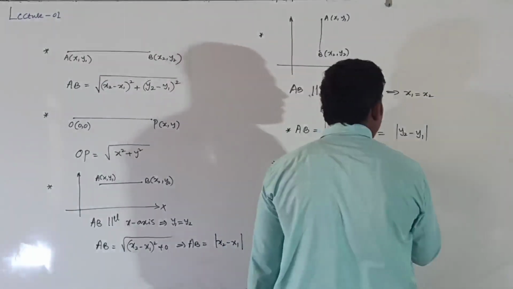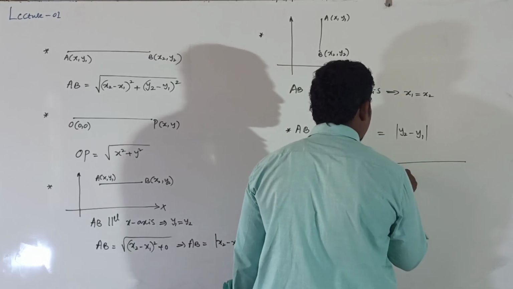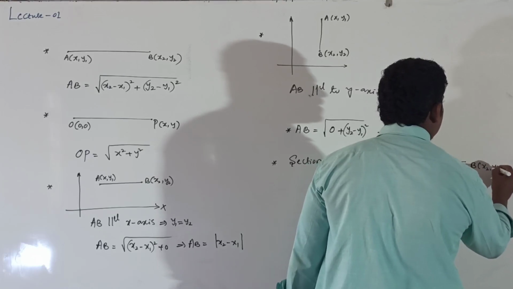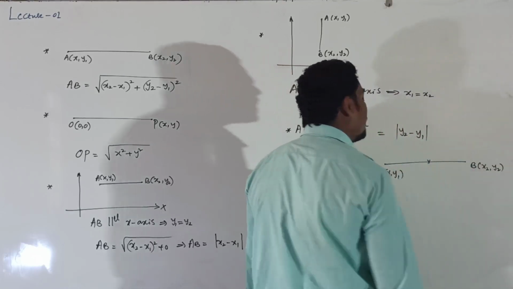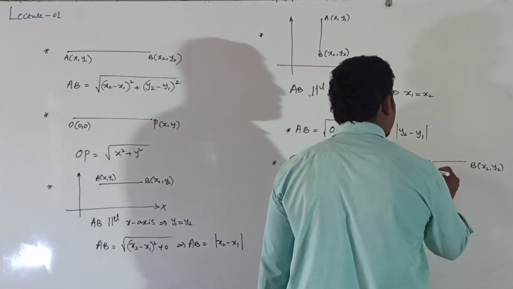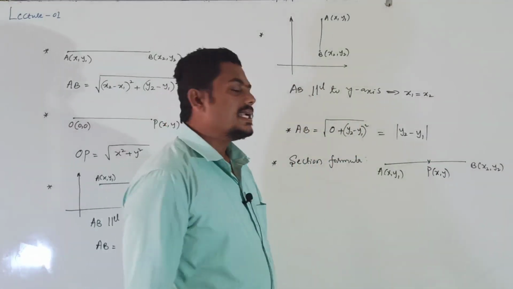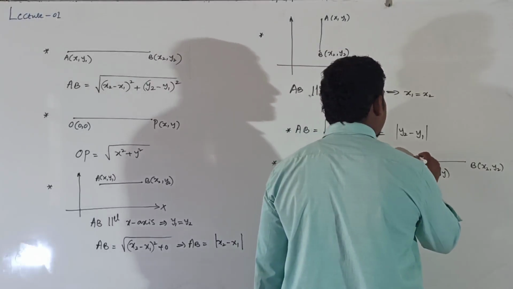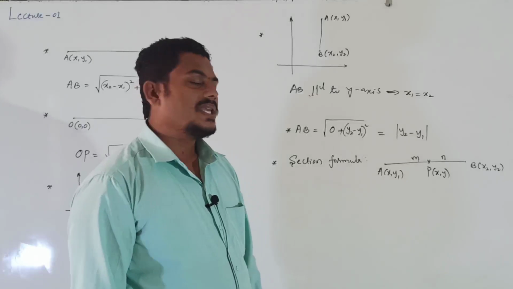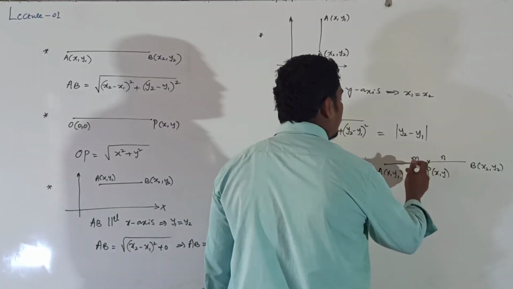Means A of x1 comma y1 and B of x2 comma y2. Coordinates of point P, coordinates of point P of x comma y. Point P divides the line joining AB in the ratio of m is to n. Coordinates of P is equal to formula.